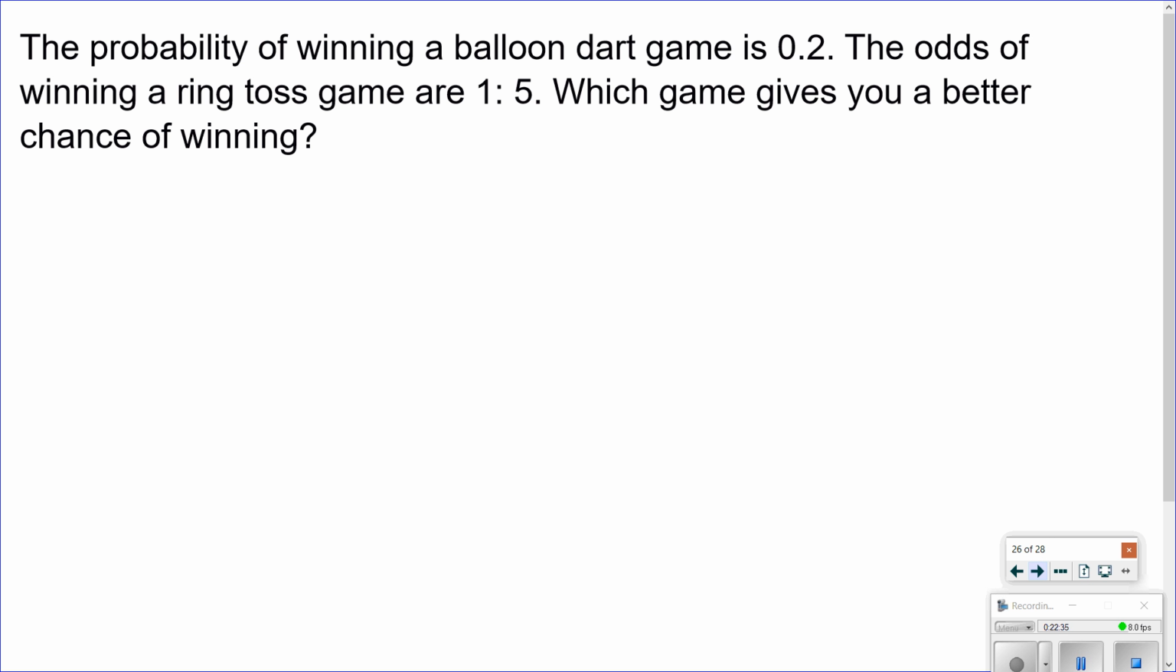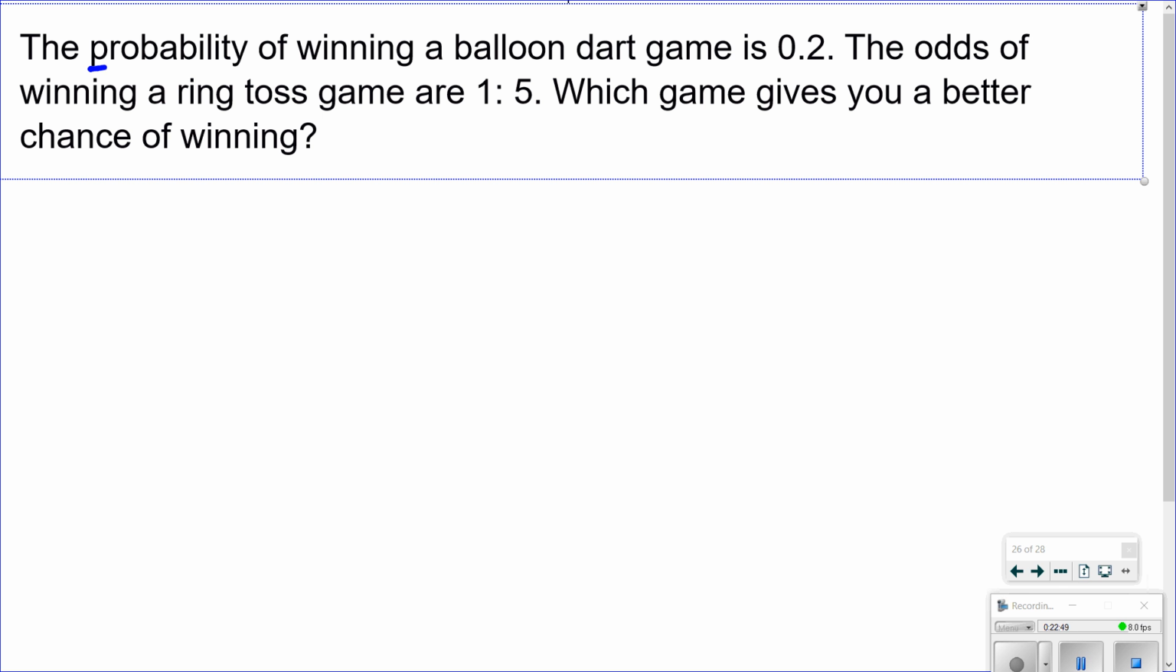So here's a little tricky question. It says, what's the probability of winning a balloon dart game? Well, the probability of winning a balloon dart game is 1/2. The odds of winning a ring toss are 1 to 5. Which game gives you a better chance of winning? So just be careful. These are two different things. This one is probability. This one is odds. So we need to make them the same.